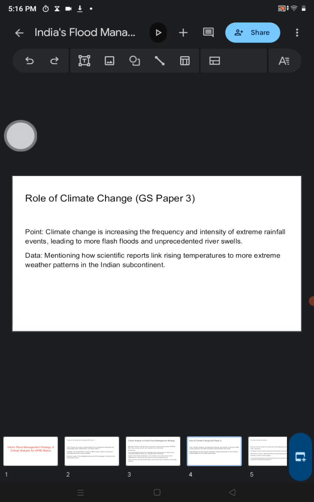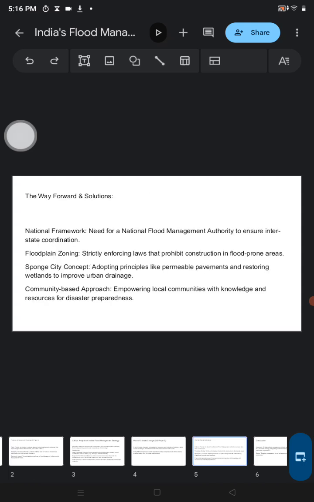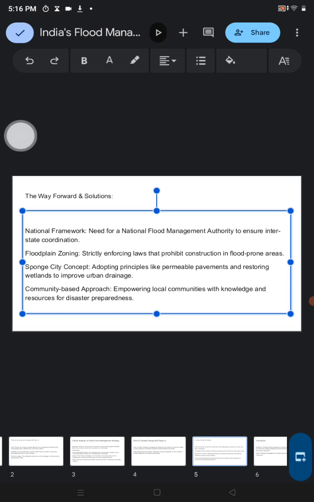Scientific reports link rising temperature to more extreme weather patterns in the Indian subcontinent, including La Nina and El Nino events. So, what can be the way forward and the solutions for these problems?